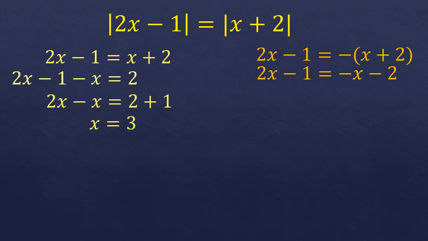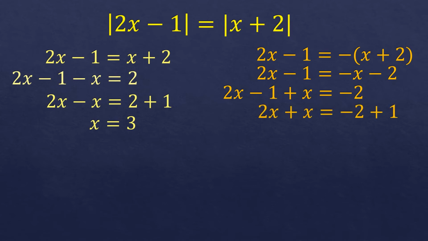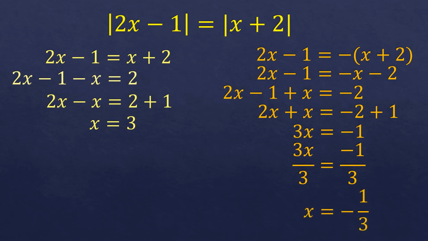So we will transfer negative x to the left side, it becomes positive x. And we will transfer negative 1 to the right side, it becomes positive 1. Then 2x plus x is 3x, negative 2 plus 1 is negative 1. Then divide both sides by 3. So the 3x becomes x because we cancel the 3. And negative 1 divided by 3 is negative 1/3. So there are two solutions for this. It's 3 and negative 1/3.